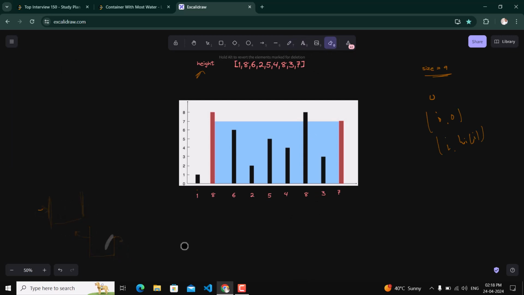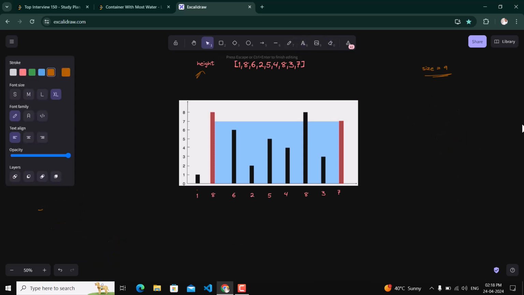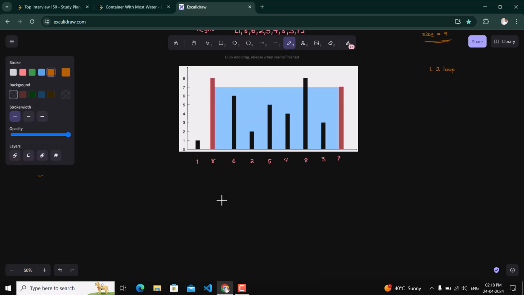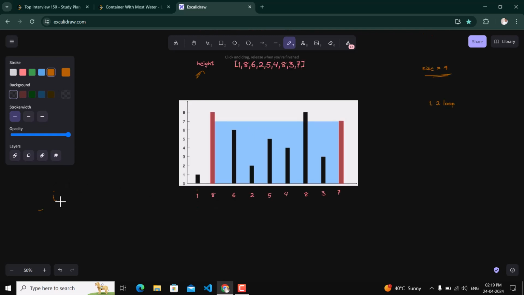Now for the approach to solve this, we will discuss two approaches. The first approach is brute force using two loops. We will have i and j. i will iterate from index 0 up till n minus 1, and j will iterate from i plus 1 to n. We will place our i value here, and j will iterate for the whole range from i plus 1 to n.